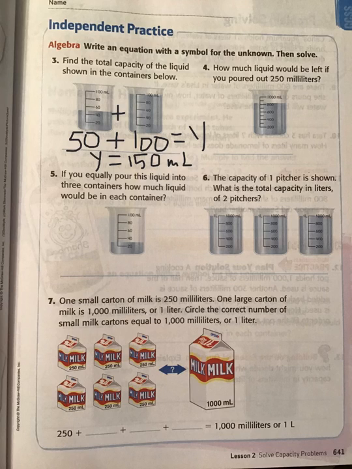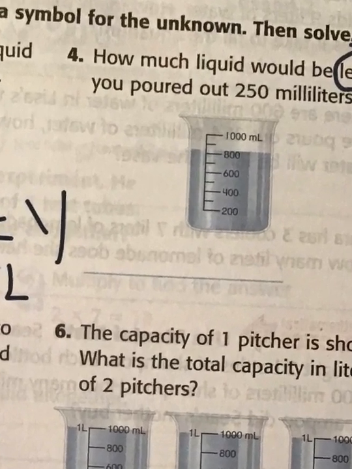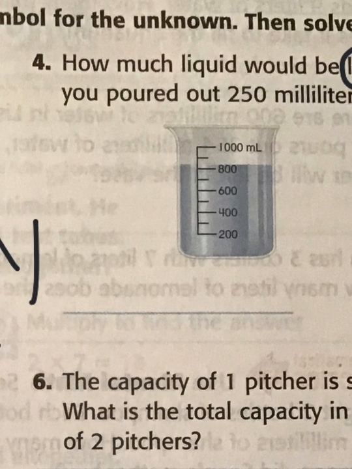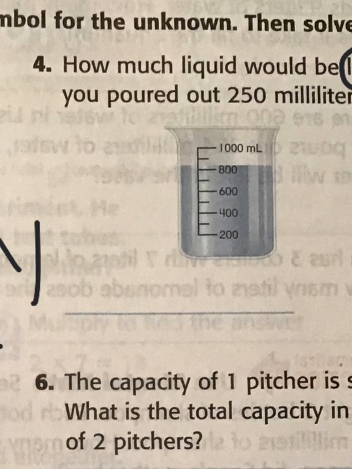Okay. Number 4, how much liquid would be left if you poured out 250 milliliters, okay? So how much would be left? So we have to know what we start with before we pour something out, right? So if we look here, let me see if I can zoom in a little bit. It looks, wow, it's not quite 800, is it? If I had to guess, that's a tricky one. Let me see, right here, right? This would be 800. This little line right here would be 900, right? And it looks like it's less than halfway between 800 and 900. Let's just estimate it's at 850.